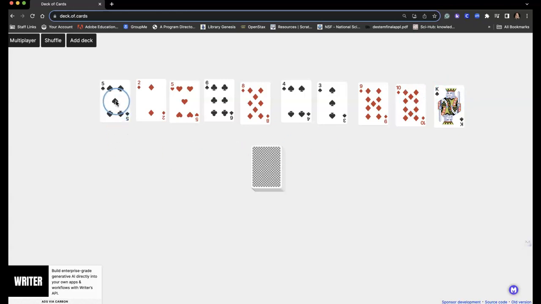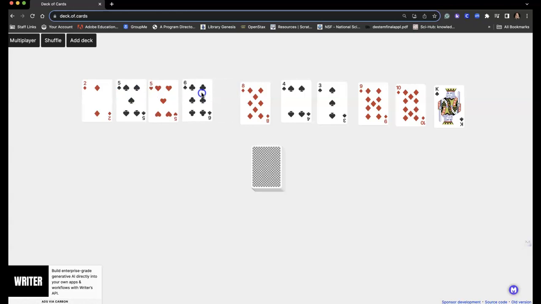Then we do the process again. All right, now we've got 5 and 2. 5 is bigger than 2, we'll move our 2 over. Now we've got two 5s, same. 5 is smaller than 6, we'll leave it. 6 is smaller than 8, we'll leave it.